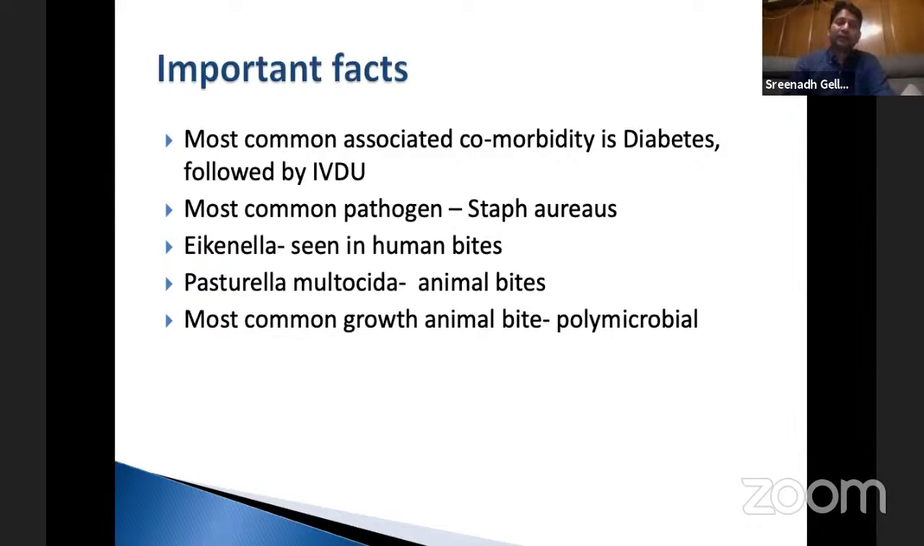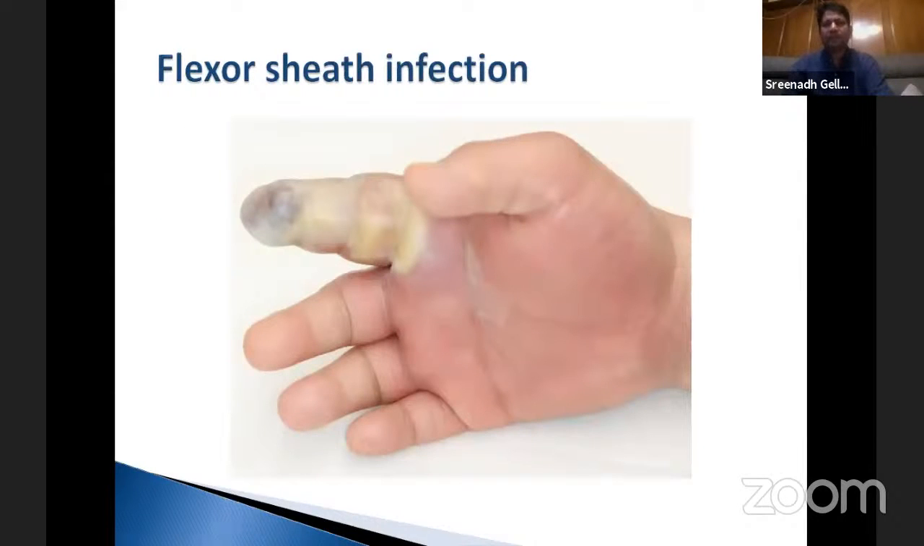The other things, if they give information of human bites or animal bites: human bites can have Eikenella. There is a whitish-green tinge if it is discharging, and with Pasteurella multocida, there is a bluish-green tinge if there is pus that you can see. The most common growth for animal bites is polymicrobial. Please have a look at it.